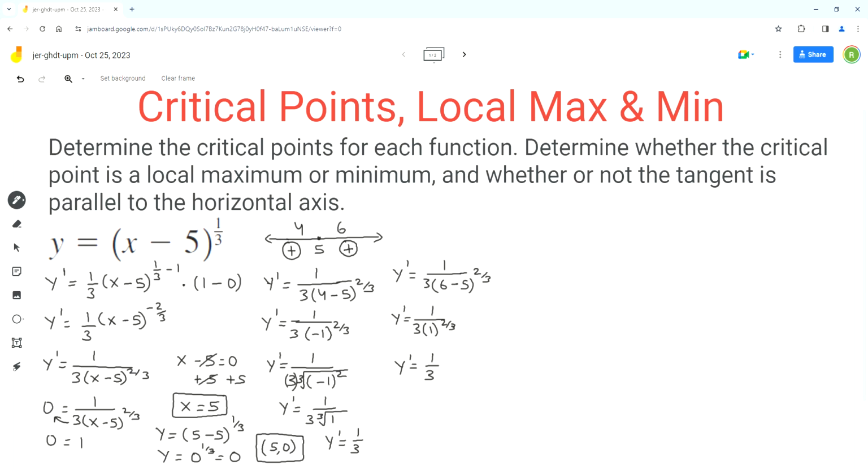So now we can find out whether the critical point is a local maximum or minimum. Now in this case, the function is increasing on both sides of the critical number x equals 5. So that means the critical point represents neither maximum nor minimum. So we can write our answer.